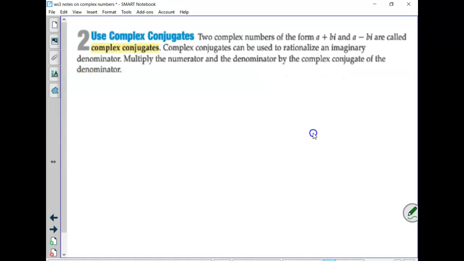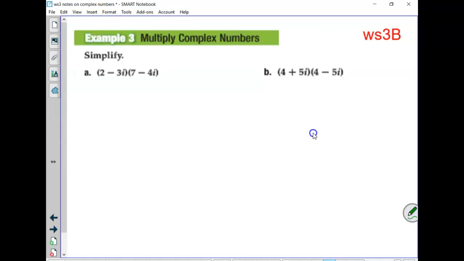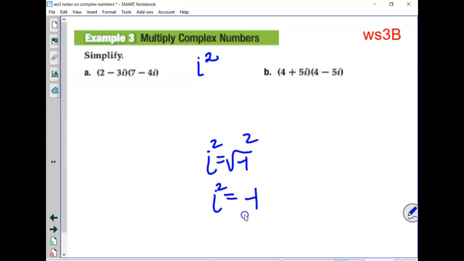All right. The only other thing I want to talk about today real quick is multiplying and maybe one dividing problem. This is 3B. When you multiply, again, you treat I as a variable until the very end of the problem. Because when you get an I squared, if I is the square root of -1, when I square both sides, I just get -1. So we do that at the end of the problem, right? At the very end, we'll replace any I squareds with a -1.